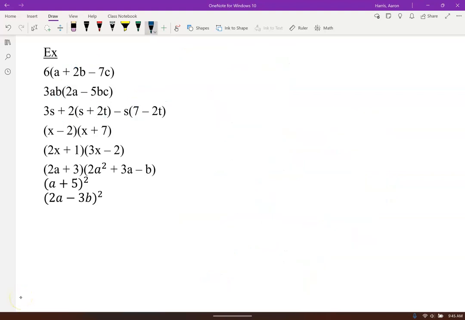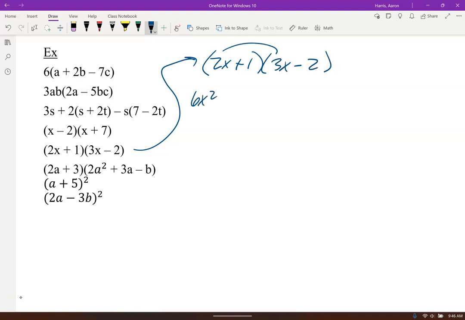All right, now let's do this one right here. 2x plus 1 times 3x minus 2, again first. 2x times 3x, 6x squared. Outer, 2x times negative 2, negative 4x. Inner, 1 times 3x is a positive 3x. And last, 1 times negative 2 is a minus 2. Combine your like terms. Negative 4x plus 3x is a negative x.